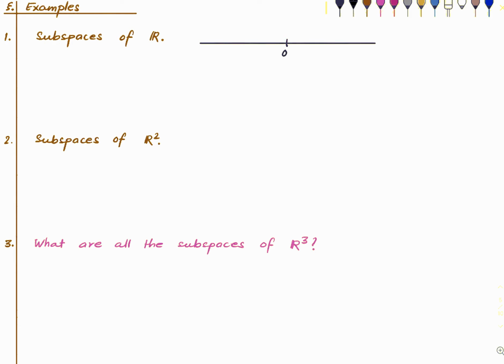So the only subspace which contains a non-zero element has to be the entire vector space R, and the other subspace would then be just the one which contains only the zero element. So the subspaces of R are this and that. These are the only two subspaces of this guy.